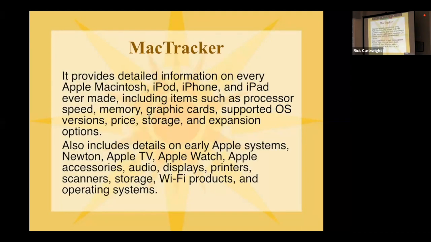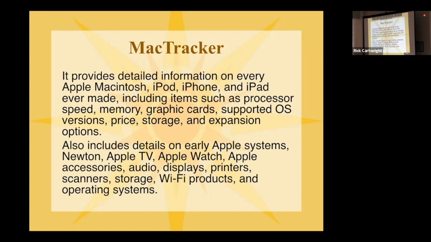It provides detailed information on every Apple Macintosh, iPad, and iPhone ever made, including such things as processor speed, memory, graphic cards, supported OS, the price, the storage, and expansion options. It also includes details on early Apple systems, Newton, Apple TV, Apple Watch, Apple accessories, all of the original Apple line, the Apple II, Apple IIe, Apple II Plus, Apple IIc, all of that stuff, I mean, all of the detail specs, the Apple digital camera that they made at one point, their scanners, all of the printers that Apple has had, basically anything that had an Apple logo put on it.